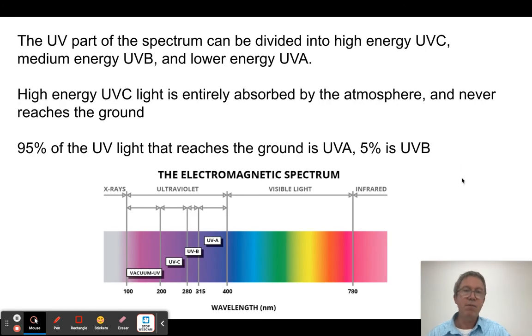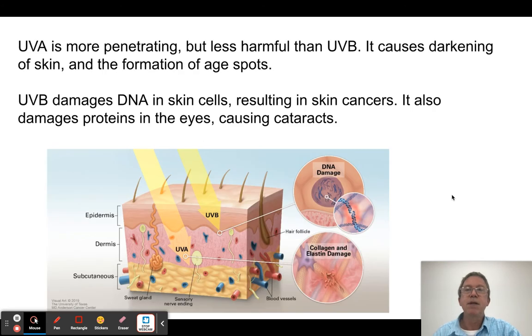Now, we can take this UV part of the spectrum and divide it into three categories, largely based on how they interact with organic material. So, UVA is the lowest energy of all the UVs, and it is less energetic and less harmful. UVB is more energetic and it's more harmful. This is what gives us skin cancer. And then there's UVC, and there's not a whole lot of UVC reaching the ground, pretty much none, but it's the most energetic and the most damaging to cellular tissues. Let's just talk a little bit about UVA and UVB because that's what reaches the Earth.